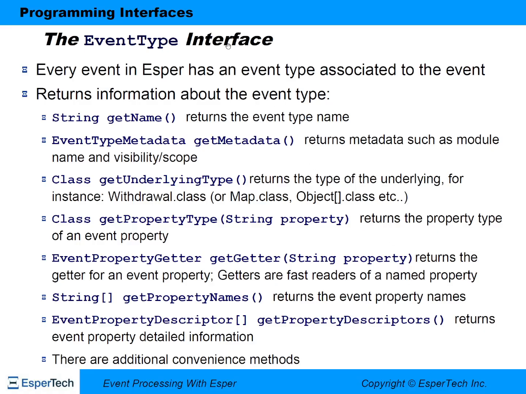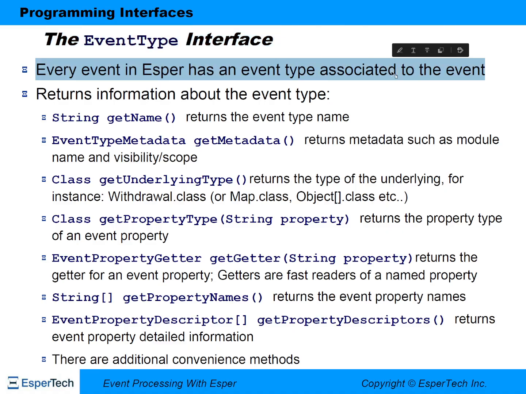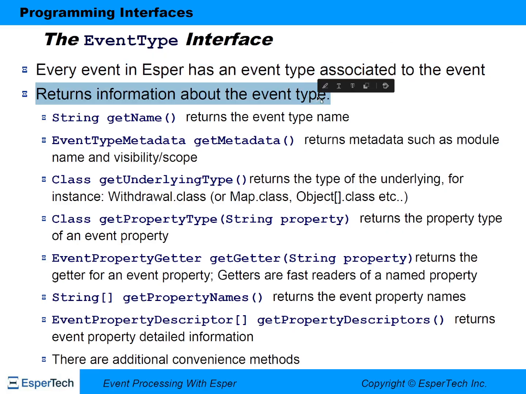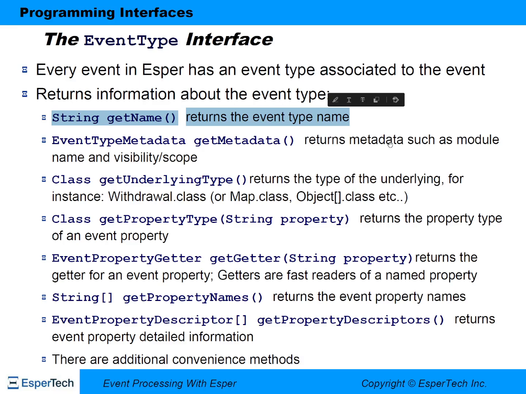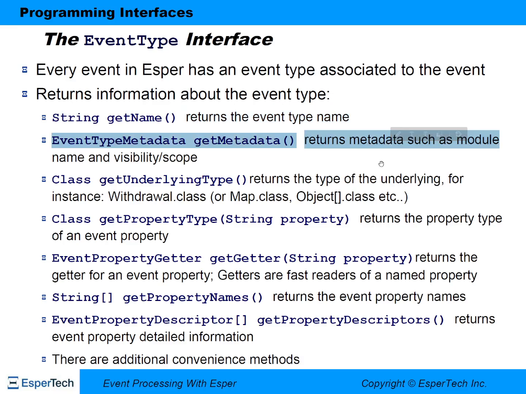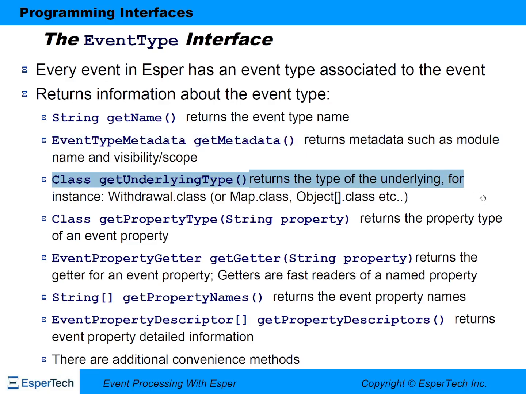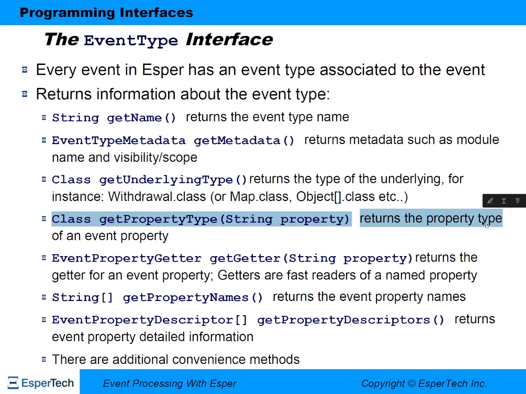The event type interface provides type information. Every event in Esper has an event type associated to the event. The getName method returns the event type name. The getMetadata method returns metadata such as the module name, if applicable, and the visibility and scope. The getUnderlyingType method returns the type of the underlying, for instance withdrawal.class, or map.class, object array class etc., depending on the event representation. The getPropertyType method takes a property name and returns the type of the event property.